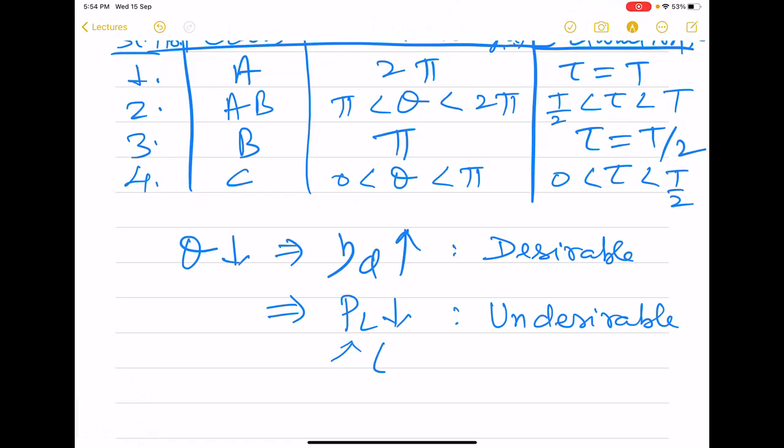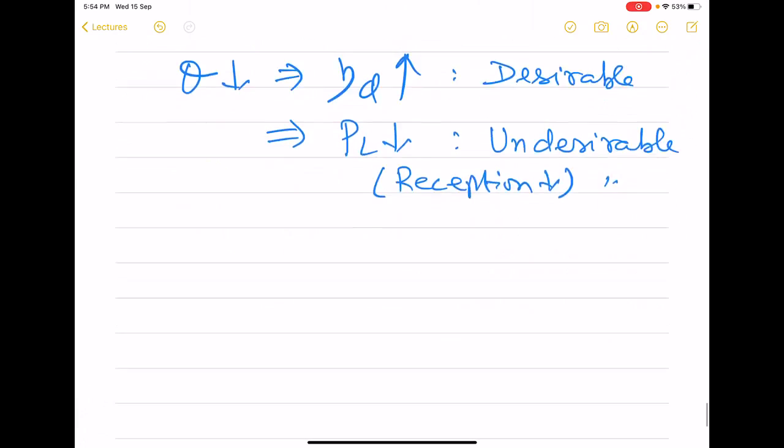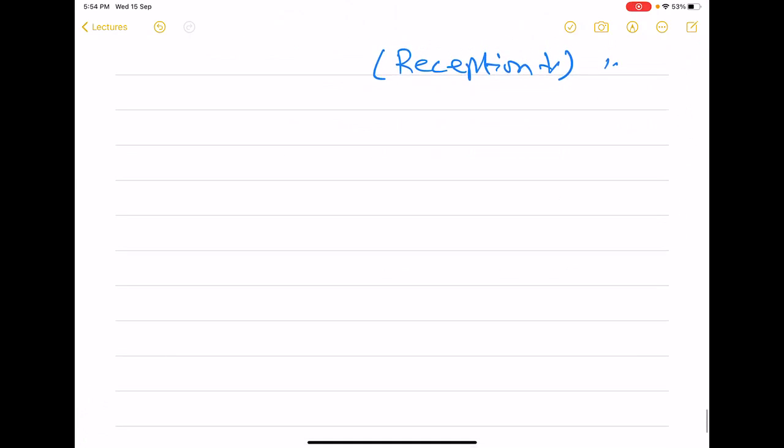So once this decreases, reception also decreases. So this is also undesirable. So based upon the application, the user will have to choose which of the four categories he wants. Now we can see this thing graphically also for the various classes, for class A, B, and C.